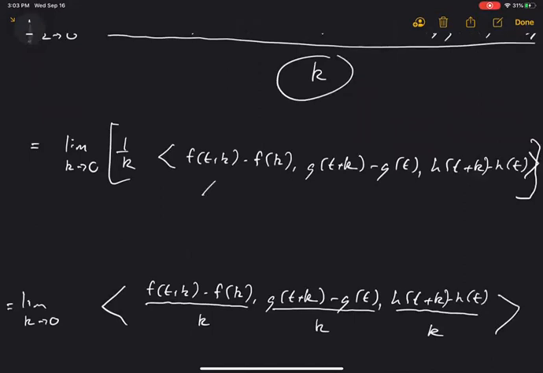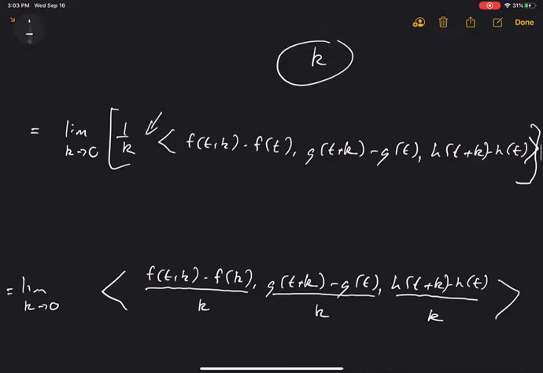So I have f of t plus k minus f of t, and then g of t plus k minus g of t, h of t plus k minus h of t, and then I'm dividing by k out here. I can think of that as scalar multiplication.